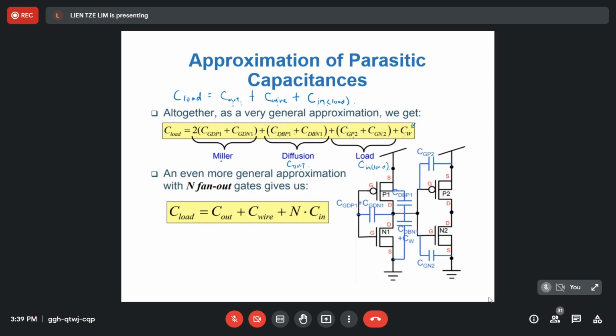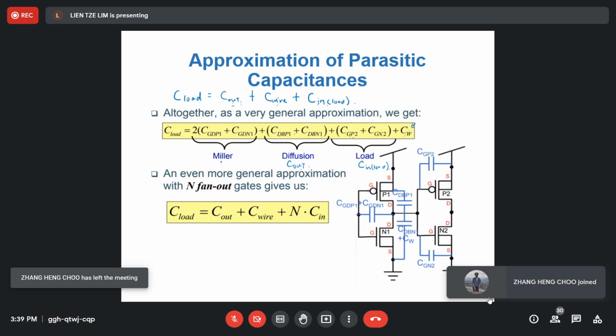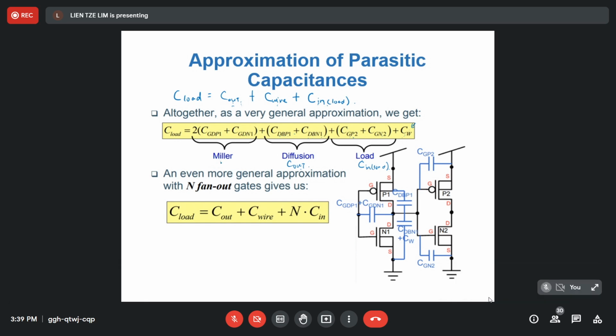This is actually the C in of the load, the input capacitance of the load. And then this one is the Miller effect, the capacitance after the Miller effect. If we don't want to consider the Miller effect, we can eliminate it. But if the Miller effect is applied, we have to consider this capacitance from the input capacitance of the driver. That's why you see the gate to drain capacitance of the PMOS and NMOS multiplied by 2. So this is with the Miller effect. Without the Miller effect, there will be only these three capacitances for the load capacitance.